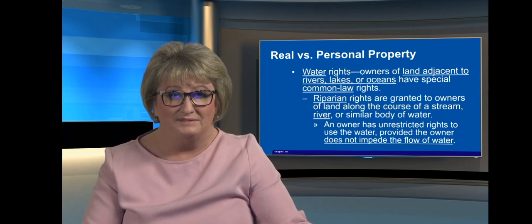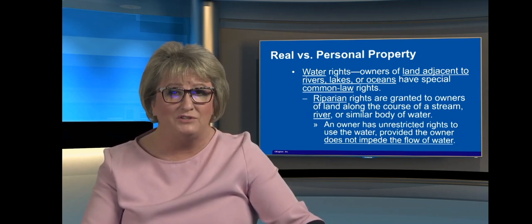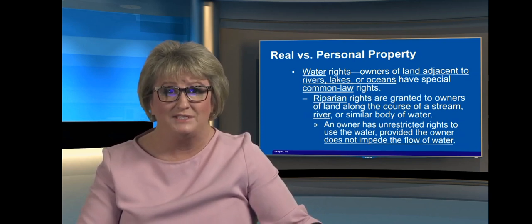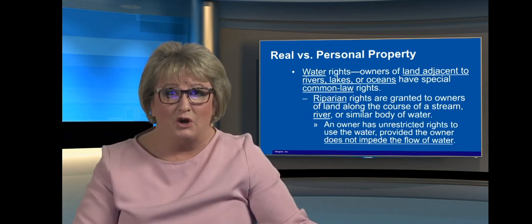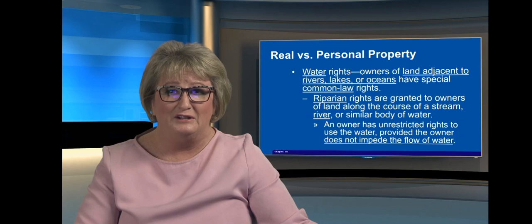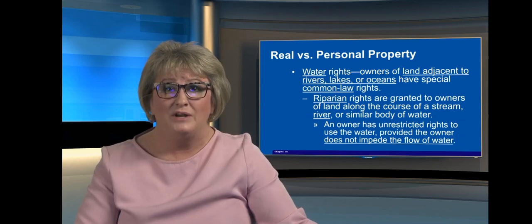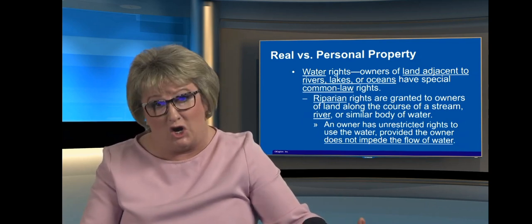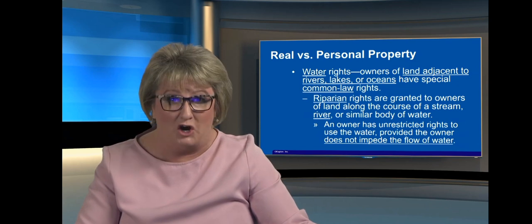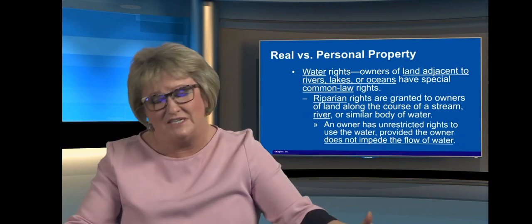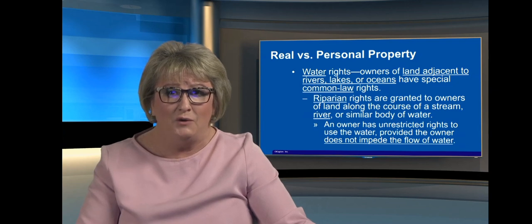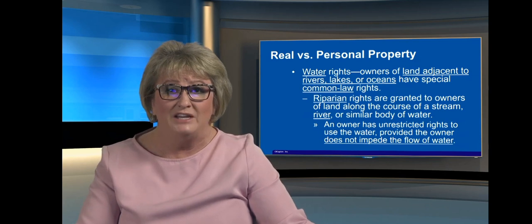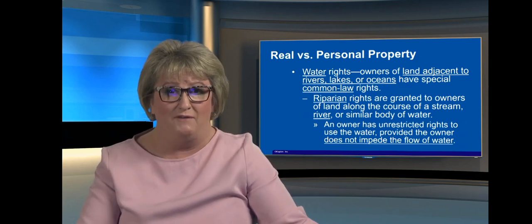Water rights: owners of land adjacent to rivers, lakes, or oceans have special common law rights. Riparian rights are granted to owners of land along the course of a stream, river, or similar body of water. It's easy to remember riparian rights because riparian starts with R and river starts with R. An owner has unrestricted rights to use the water with riparian rights, provided the owner does not impede the flow of the water.